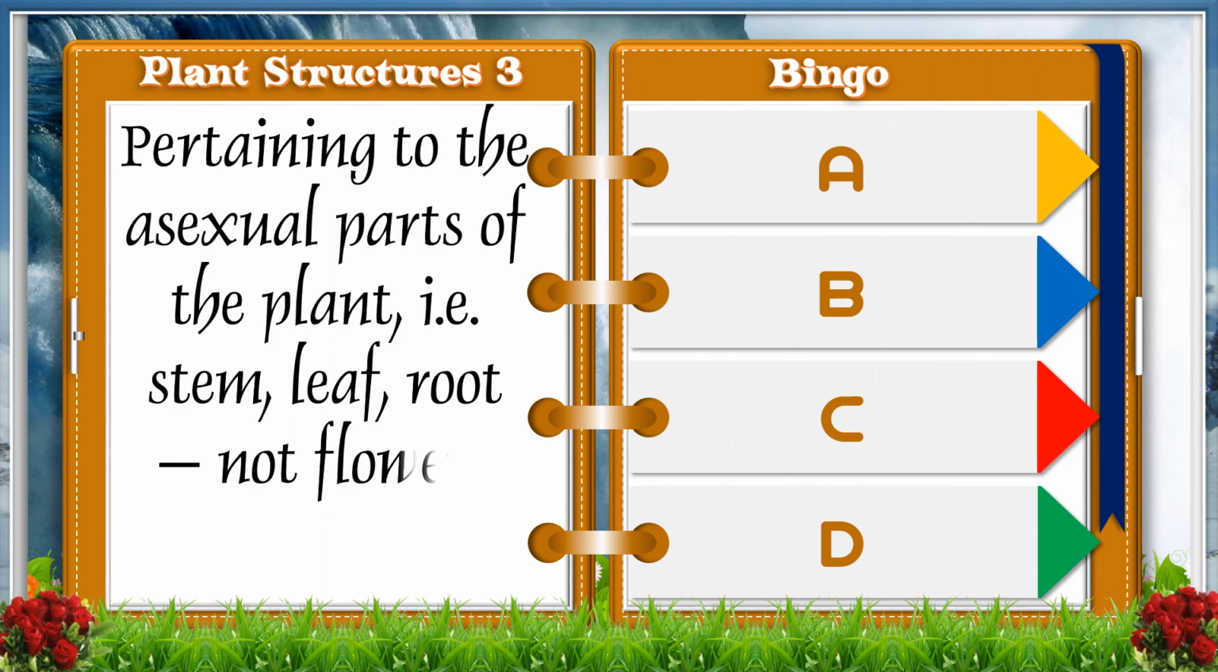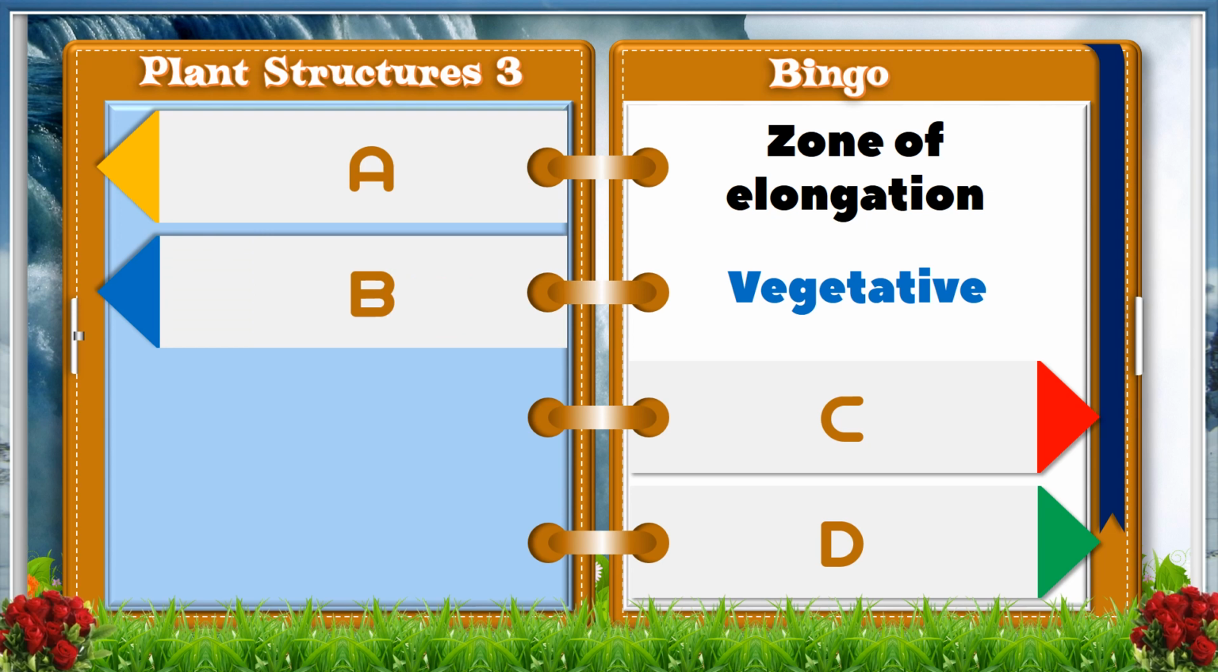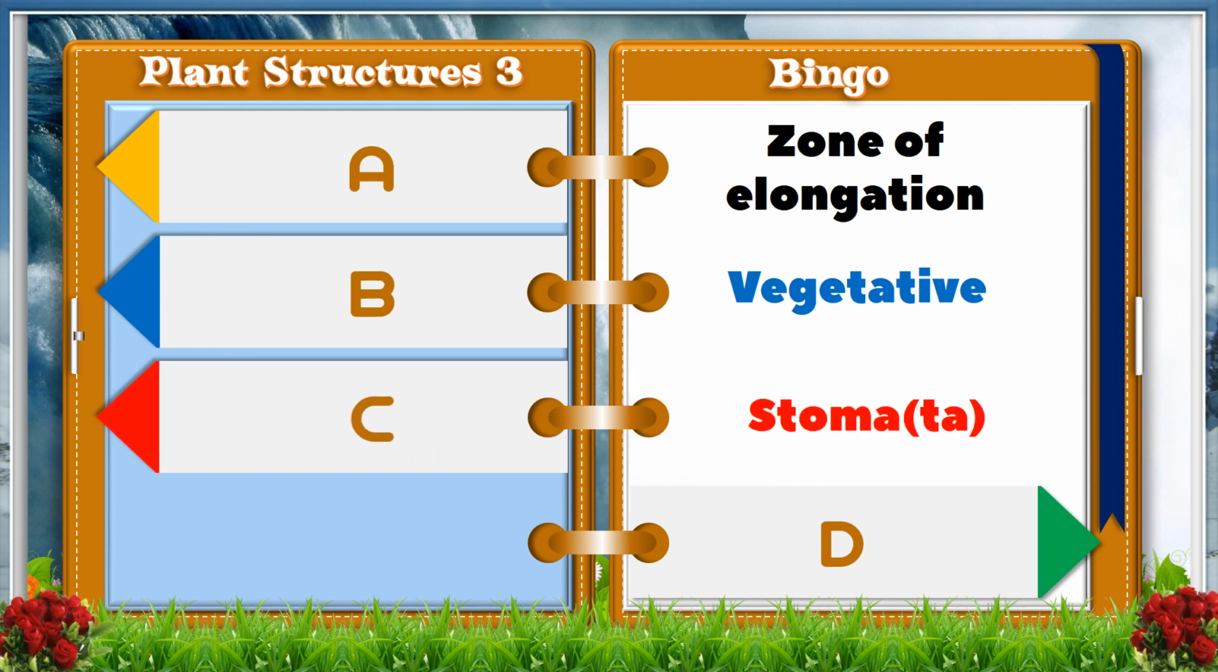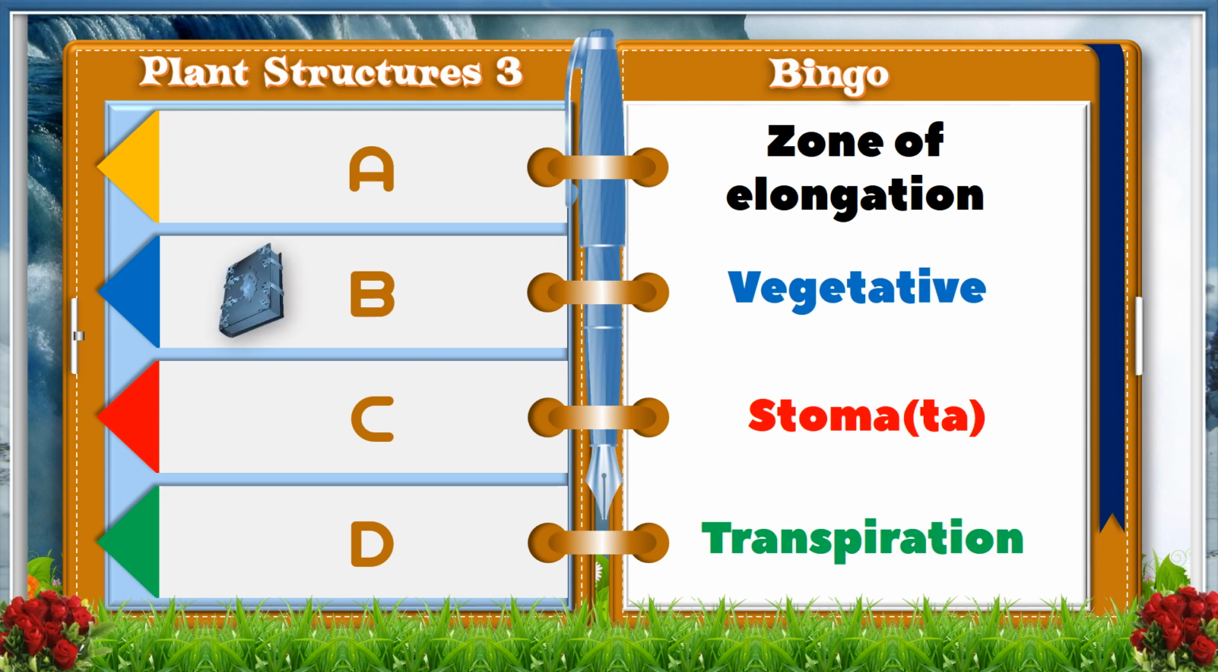Pertaining to the asexual parts of the plant, i.e., stem, leaf, root, not flowers and seeds. A. Zone of elongation. B. Vegetative. C. Stomata. D. Transpiration. And the answer is B. Vegetative.